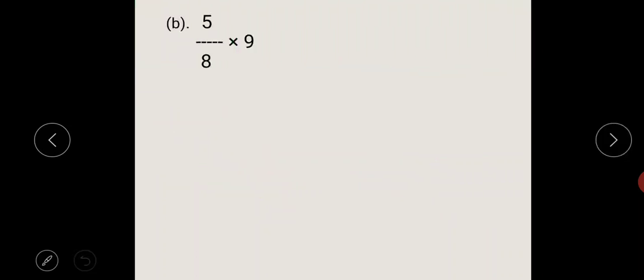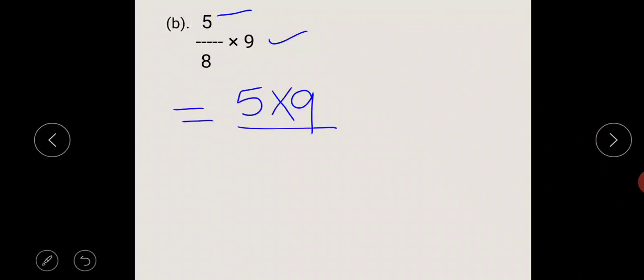Part B is we have to multiply 5 upon 8 by 9. So it is equal to 5 multiply by 9 upon 8. It is equal to 9 5s are 45 upon 8.